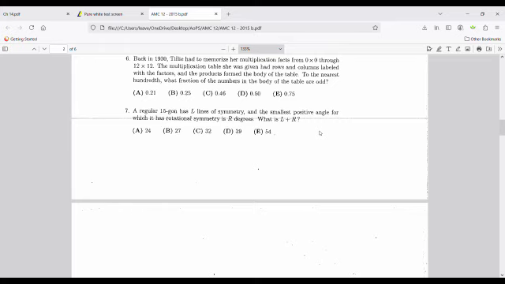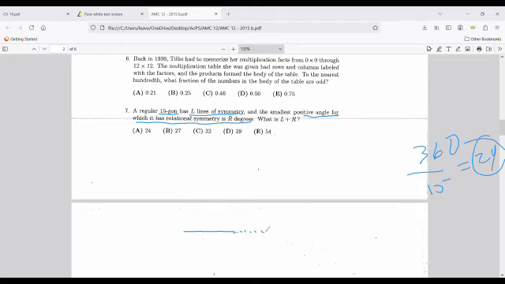A regular 15-gon has L lines of symmetry, and the smallest positive angle for which it has rotational symmetry is R degrees. Okay, so first off, 360 over 15 is 24. That's your exterior angle. Meaning if I go here and I want to start my next piece, I would go a dotted line, I would make 24 degrees. That would be my next side, like A, B, C, like this.